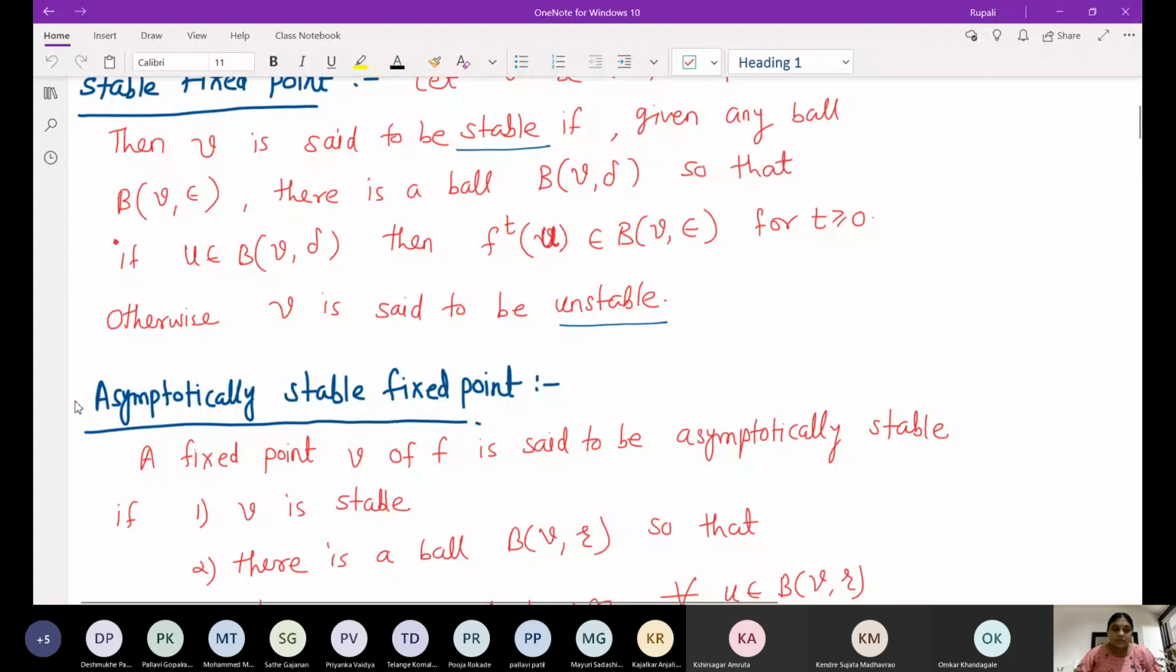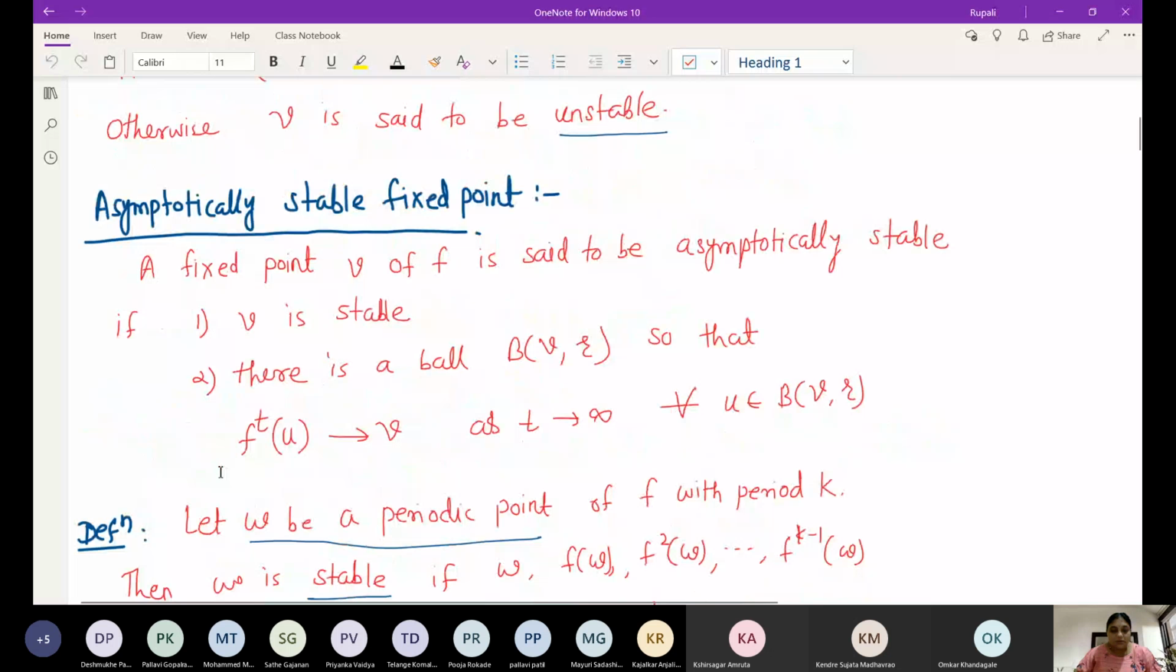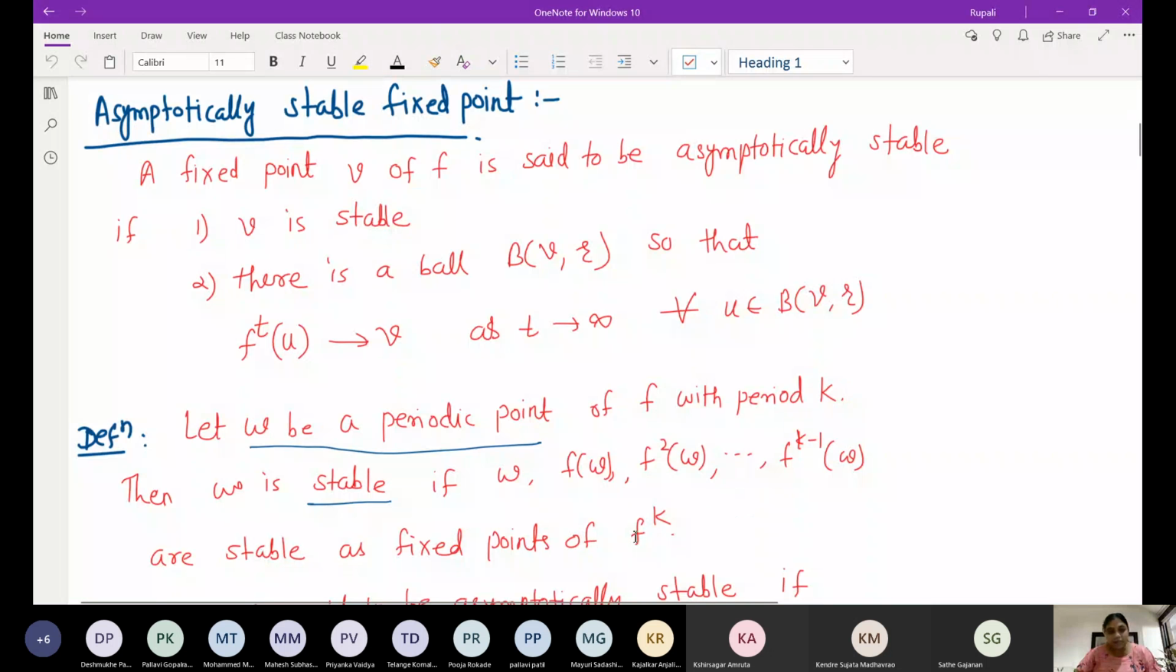And an asymptotically stable fixed point means it should first be a stable fixed point, and then it requires an additional condition. The additional condition means all solutions which start near v converge to v as t tends to infinity. Then we say that it is an asymptotically stable fixed point. A similar definition will be applied to a periodic point. So if w is a periodic point of period k, then w is said to be stable if w, f of w, ... f raised to k minus 1 of w are stable as fixed points of f raised to k. Similarly for asymptotically stable.